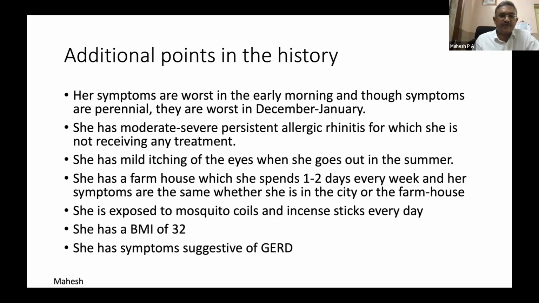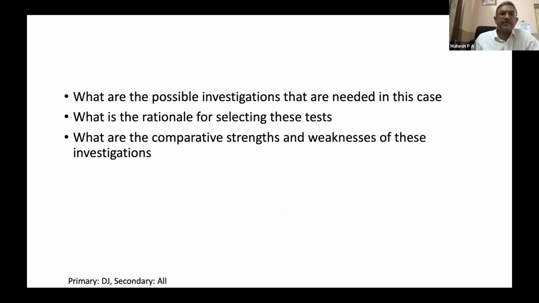Again, Dr. DJ has brought about BMI, which is 32, and absolutely there is symptoms of GERD. With that, we will go in. And again, I would like to invite Dr. DJ Christopher here as to what are the possible investigations that could be needed and what could be the rationale and the comparative strengths and weaknesses. Dr. Christopher. It is clear at this point that this patient needs to be investigated.